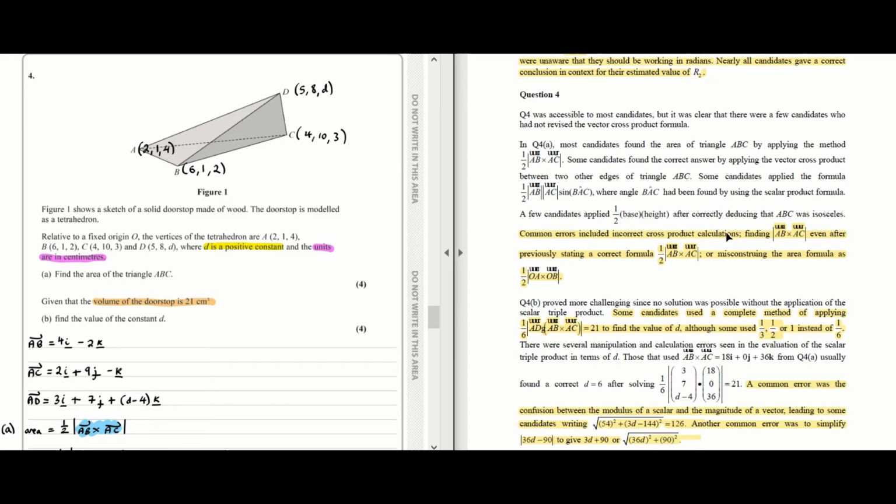So common errors included the cross product calculations, finding AB times AC even after previously stating the correct formula, a half times the magnitude of AB times AC. So you just have to remember this half because it's a triangle. Or misconstructing the area times OB. So you have to use AB times AC, not OA times OB.